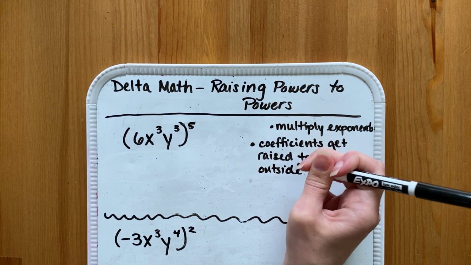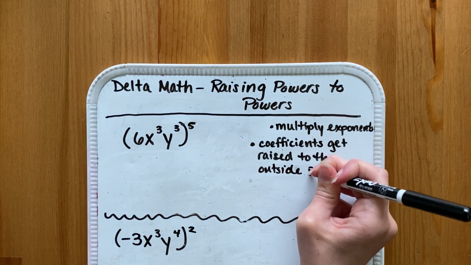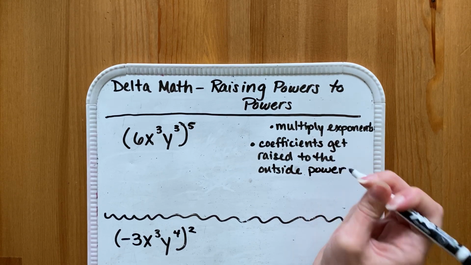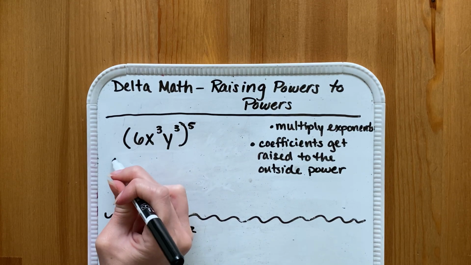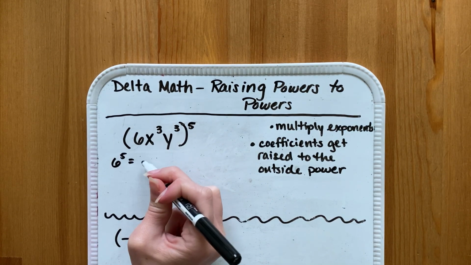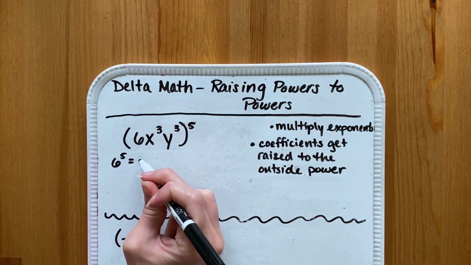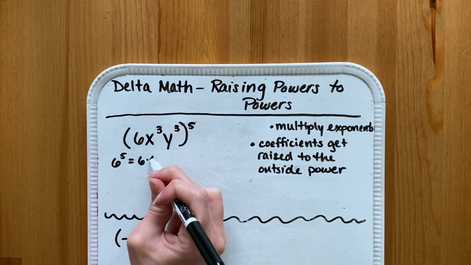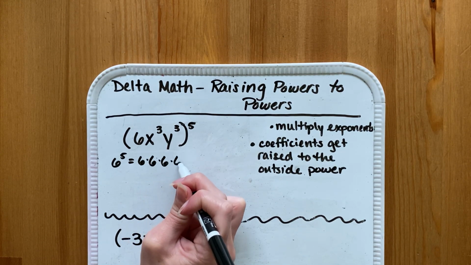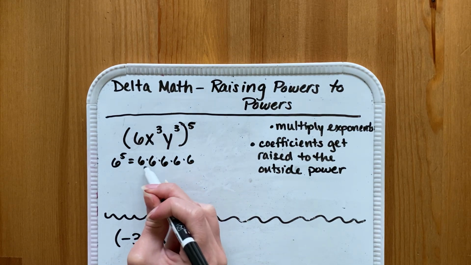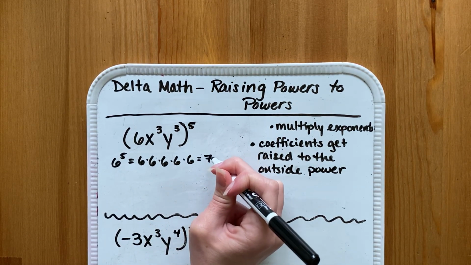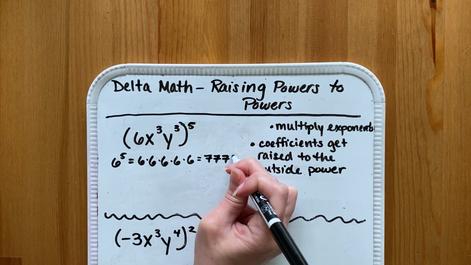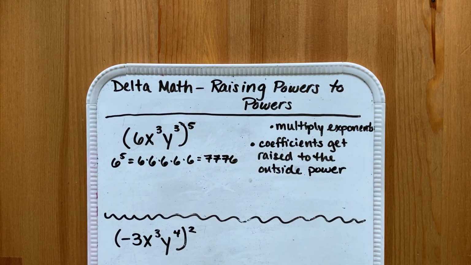So basically, they're going to use that exponent like normal. And that's actually where we're going to start with this problem. So if I start with the 6 to the 5th power part, remember that that is not 6 times 5. It does not equal 30. 6 to the 5th power means repeated multiplication. So 6 is going to get multiplied by itself 1, 2, 3, 4, 5 times. And if you do that, you should get 7,776. So that will end up being the coefficient on our final answer.